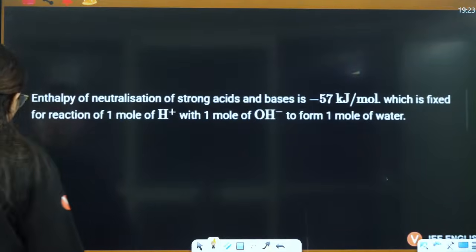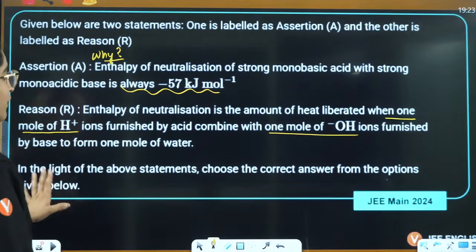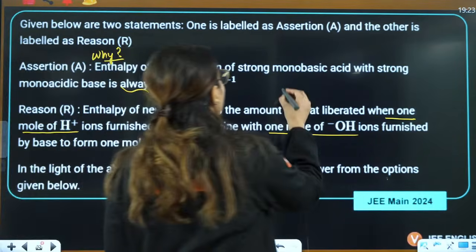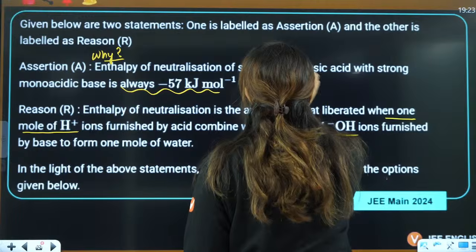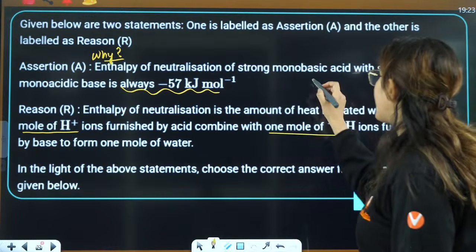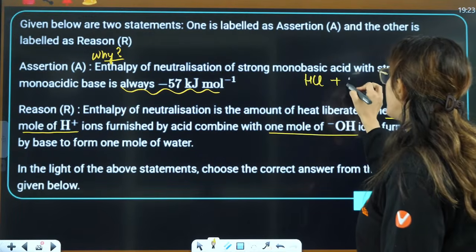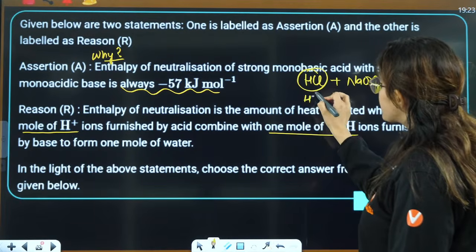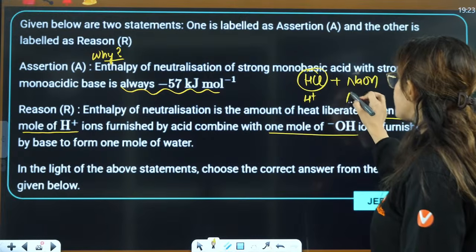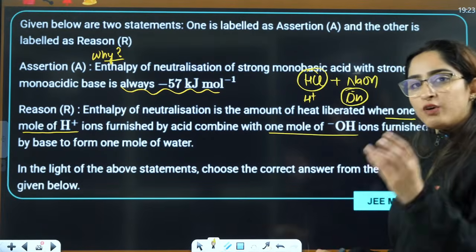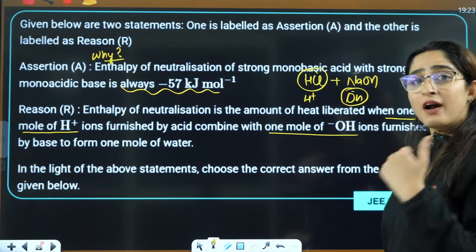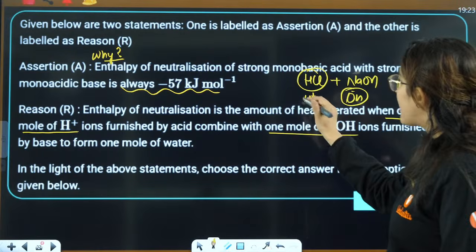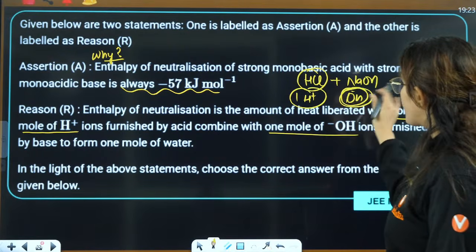Because for a strong acid and strong base, it is fixed. Why is it fixed? Because always 1 mole of H positive will be there. See, if I have 1 mole of HCl and 1 mole of NaOH, I know that all of the 1 mole of H positive will be dissociated. So when you have a strong acid and a strong base, because of 100% dissociation, you will always have 1 mole of H positive and 1 mole of OH negative.